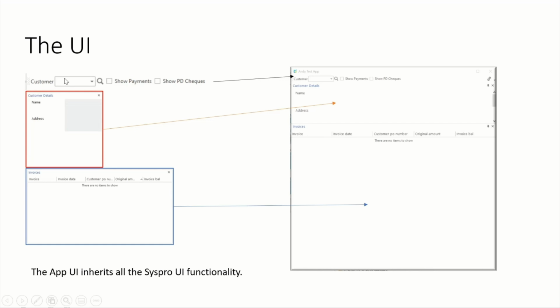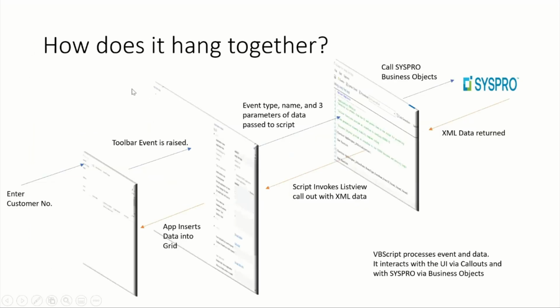The app will inherit all the Syspro UI functionality, so that this view that you see there will automatically inherit the fact that you can move columns around, you can sort it, you can remove and hide columns and things like that, without having to do anything other than to say it is a list view user interface. So how does it hang together?